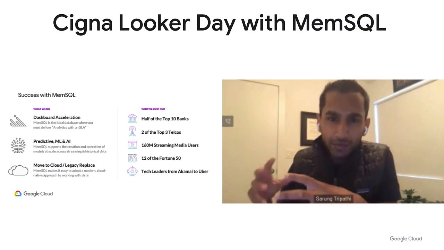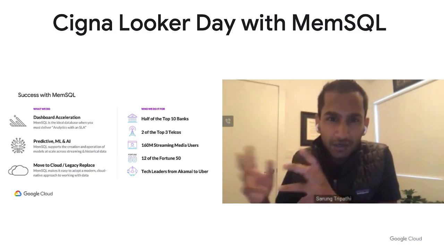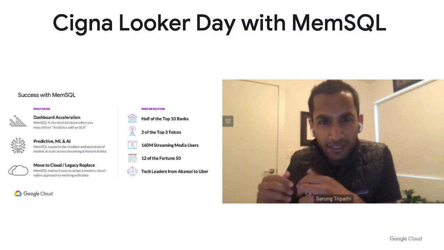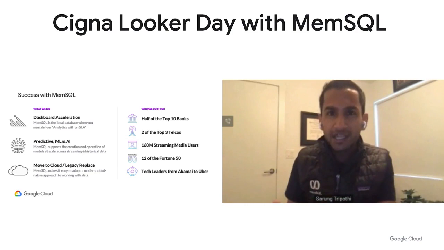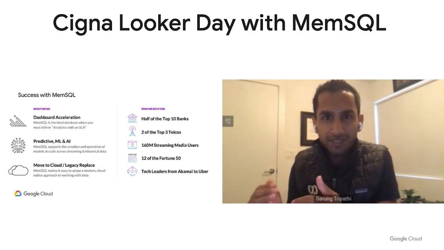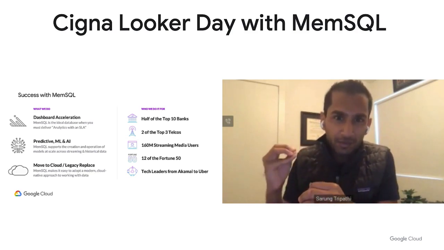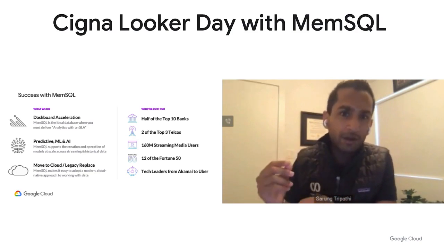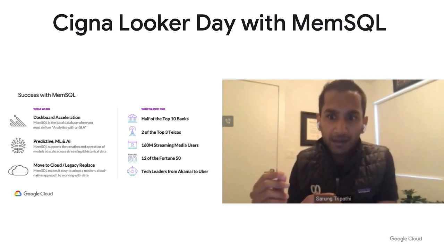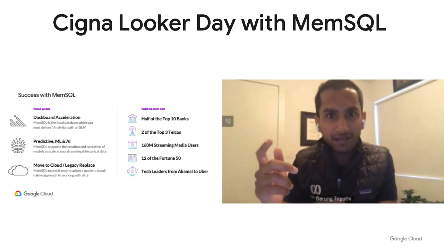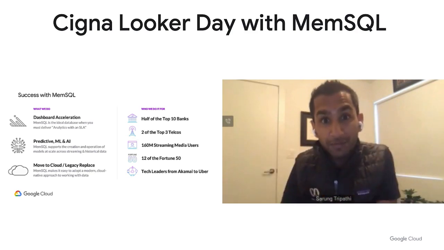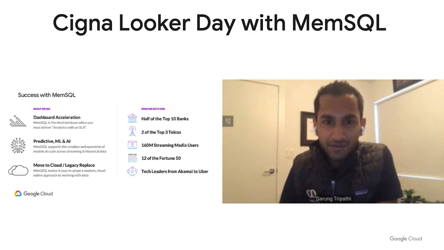So here at MemSQL, we really focus on three key strategic areas for our customers. The first is dashboard acceleration. Now, what does that mean? We've heard a lot about dashboards and data today, but what dashboard acceleration means is making those dashboards that are the most critical to your enterprise as fast as possible. And what fast really means is fast ingest of data, as well as fast querying of that data and fast delivery of that data to the people that need to see it at the right time. So the next area is predictive ML and AI.